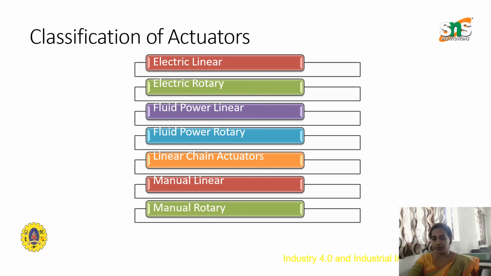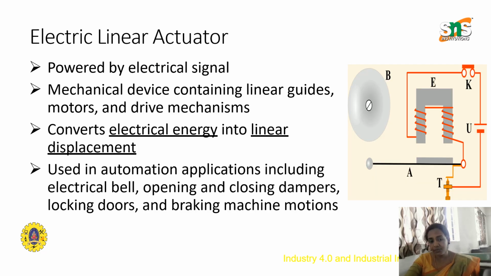Actuators are like kind of motors which facilitate the movement or locomotion of a system or maybe a robot. The first types of actuators are electric linear, electric rotary, fluid power linear, fluid power rotary, linear chain actuators, manual linear, and manual rotary. These are the different classifications of actuators.